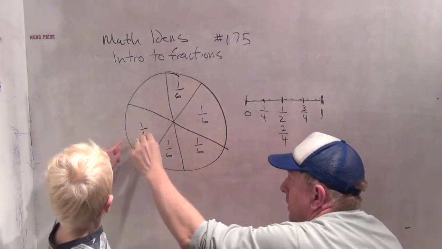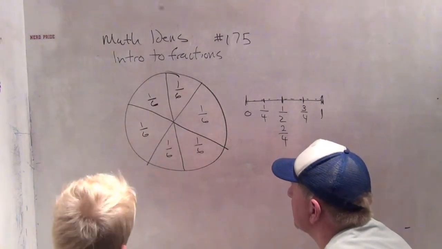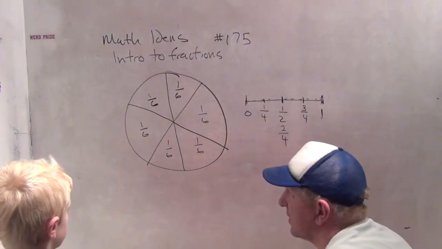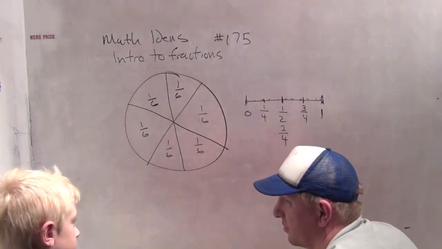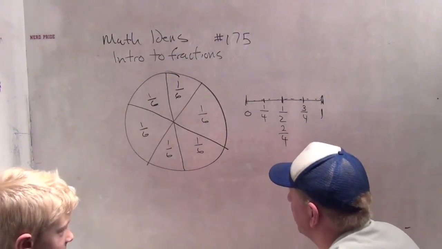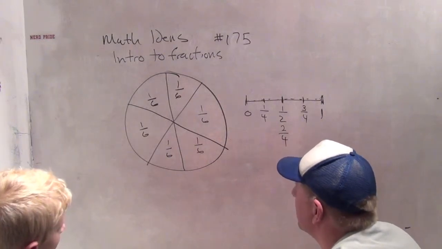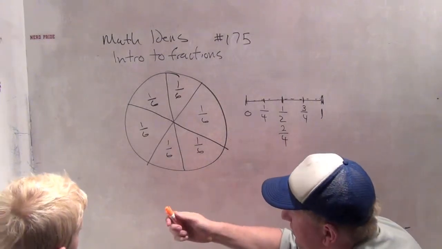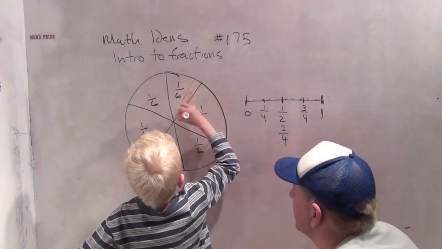You could draw a line there. Yeah, well then I would have 8 pieces, and those would be 1/8. But remember, we're pretending these are all the same size, so those will be 1/6. What can you tell me about 3/6? Why don't you fill in orange 3 of those 6 that are right next to each other?